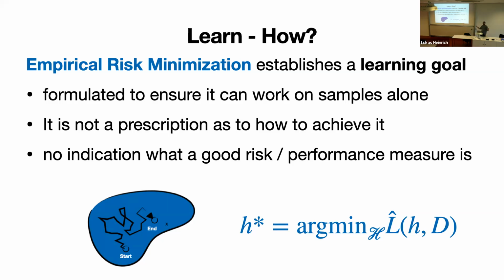Do you just test all the different hypotheses and brute force it? Or do you have some super targeted way to find a good hypothesis? This is not clear. We just know we want to minimize it. And at the same time, there's no real indication of what a good risk or performance measure is, which, in one sense, is okay, though you might want more indication.